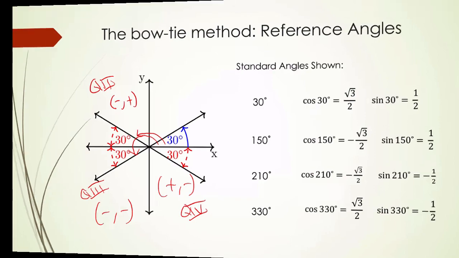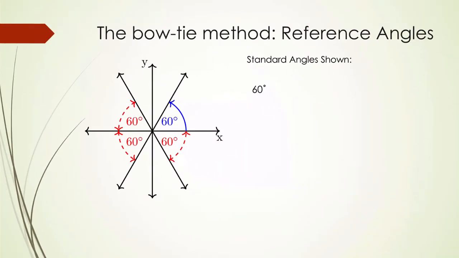Let's look at a standard angle of 60 degrees shown in blue. The reference angles are in red, but our standard angles have to rotate from the positive part of the x-axis. The first angle you see that's in quadrant 2 is 120 degrees.